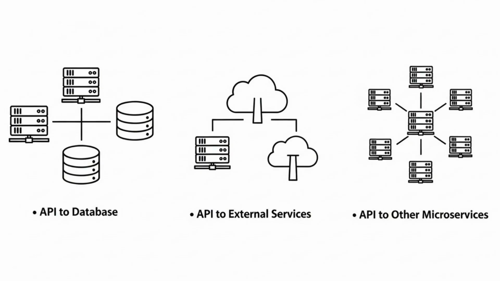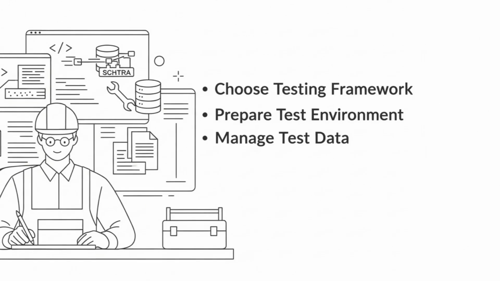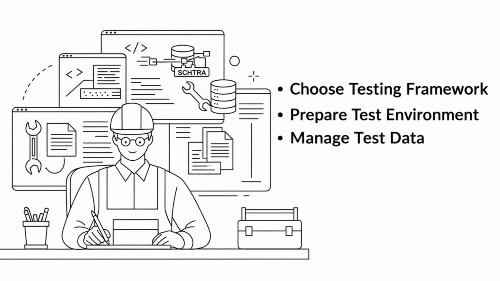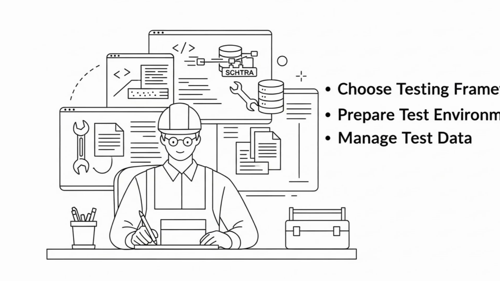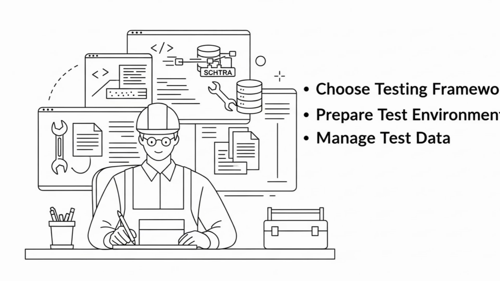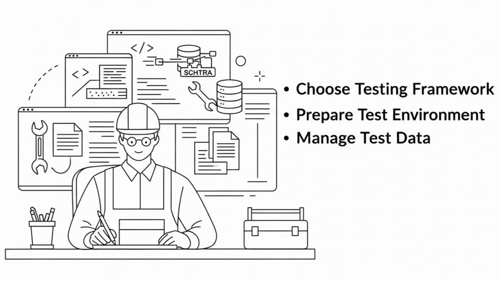All right, so you understand what to test. Now let's talk about how to set up your environment for API integration tests. The first step is to choose your testing framework. Depending on your language and stack, you might use tools like Jest or Mocha for JavaScript, PyTest for Python, Go's built-in testing package, or others. Pick one that fits your team's needs and provides good assertion libraries.